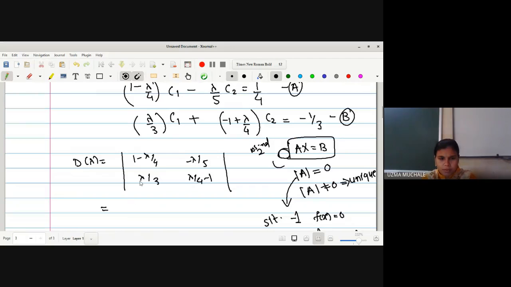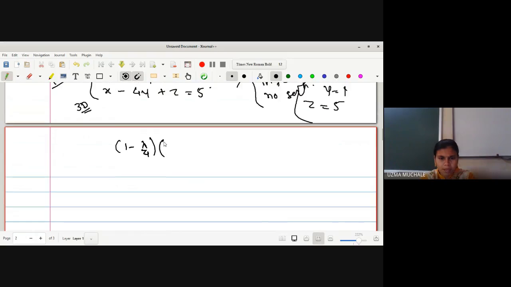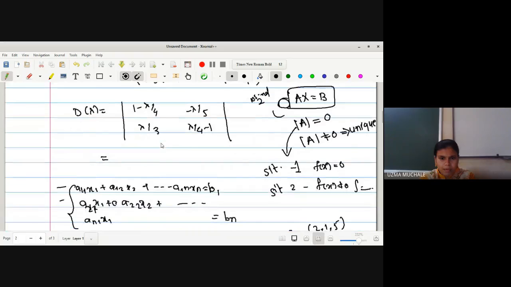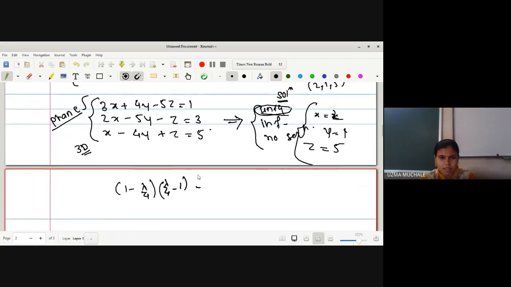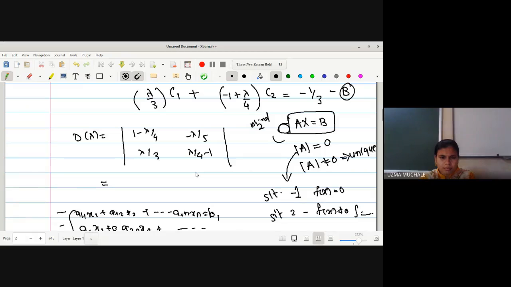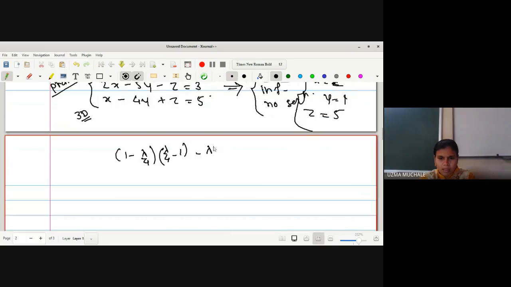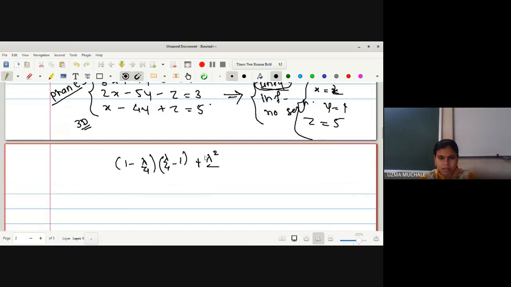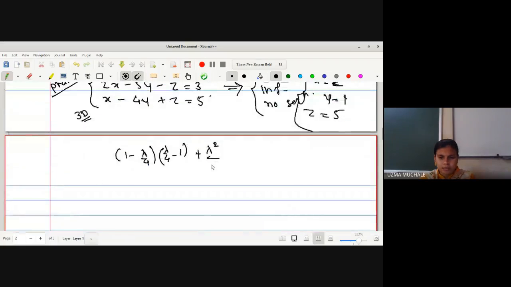Let us solve this. 1 minus 4 lambda upon 4, 1 minus lambda upon 4 multiplied by lambda by 4 minus 1, minus it will be plus lambda raised to 2 divided by 15. Minus plus, correct, lambda square, which is equal to 0.